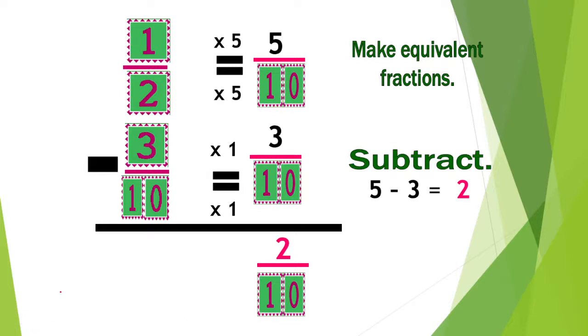Is this the final answer? No. Because 2 and 10 have a common factor. Right? They can be divided by 2. 2 over 2. Or you can cancel it, as 2 divided by 2 is 1. 10 divided by 2 is 5. Whatever you divide the top by, you also divide the bottom by. Okay, this is the process of cancellation. 2 divided by 2 is 1. 10 divided by 2 is 5. So, our final answer will be 1 over 5. So, this will be our final answer. Is it clear?